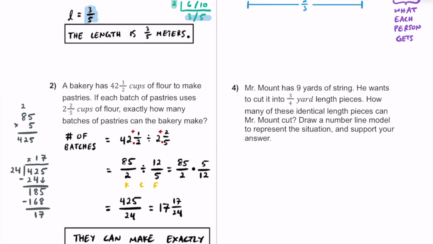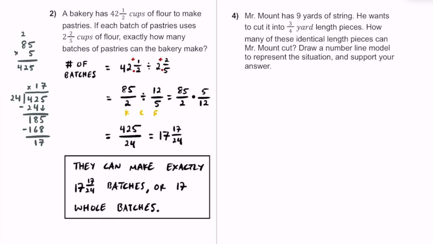All right, let's check out number 4. In number 4, Mr. Mount has 9 yards of string. He wants to cut it into 3/4 yard length pieces. How many of these identical length pieces can Mr. Mount cut? Draw a number line model to represent the situation and support your answer.